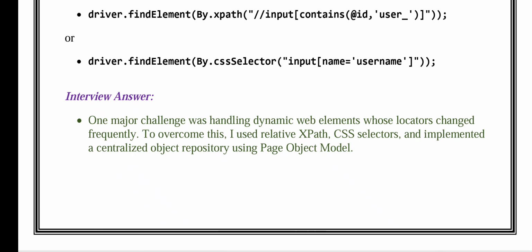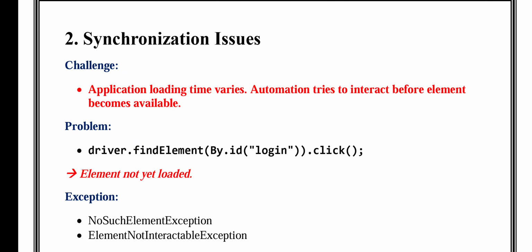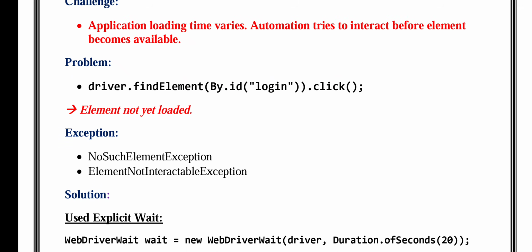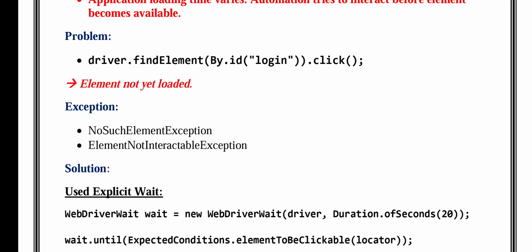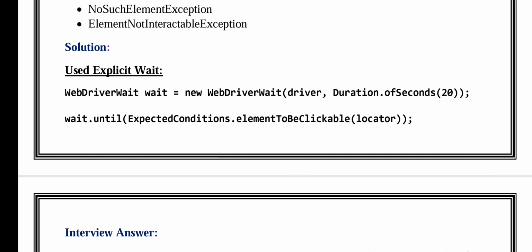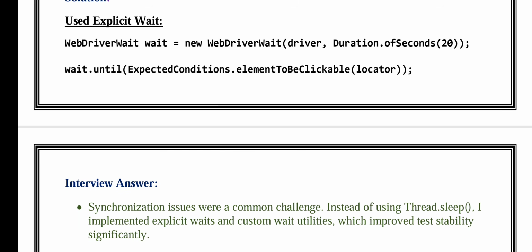Okay, so the second type of issue is synchronization issues. The challenge here is application loading time varies. The application tries to interact before the element becomes available. For example, when you run this command, the element is not yet loaded, so that's the problem. And we may get exceptions like NoSuchElementException or ElementNotInteractableException. For this, the solution is that by using explicit waits we can control this. You can see the statement that I have given in the command.